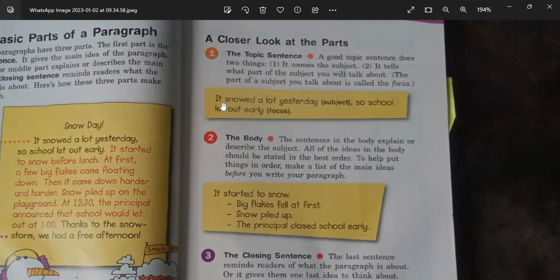So let's look at this. It snowed a lot yesterday. It's the subject. So school let out early. So this is the focus.